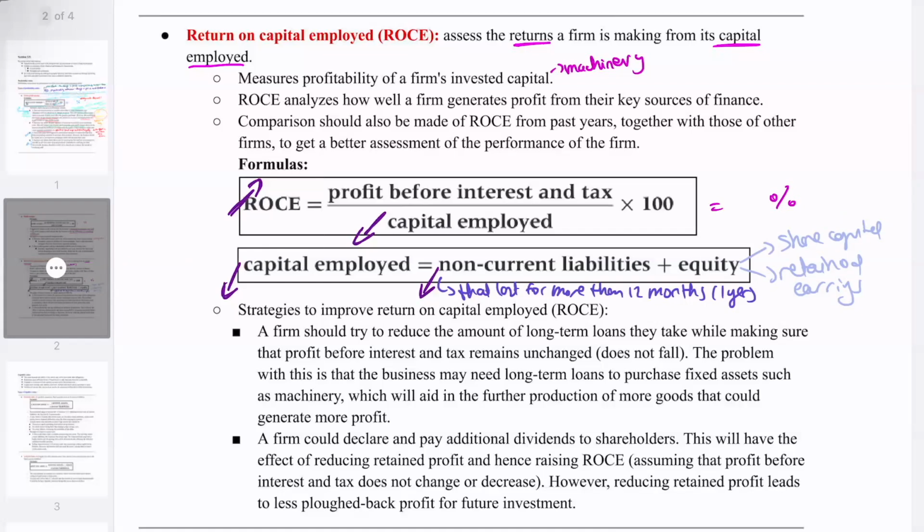The problem with this is that the business may need long-term loans to purchase fixed assets, such as machinery, which will aid in the further production of more goods that could generate more profit. A lot of businesses actually require funds in order to buy capital, because capital is really expensive, such as machinery. A lot of businesses are new in the industry. They're starting out and are in need of loans in order to buy capital. They're not well sustained. They don't have high finances.